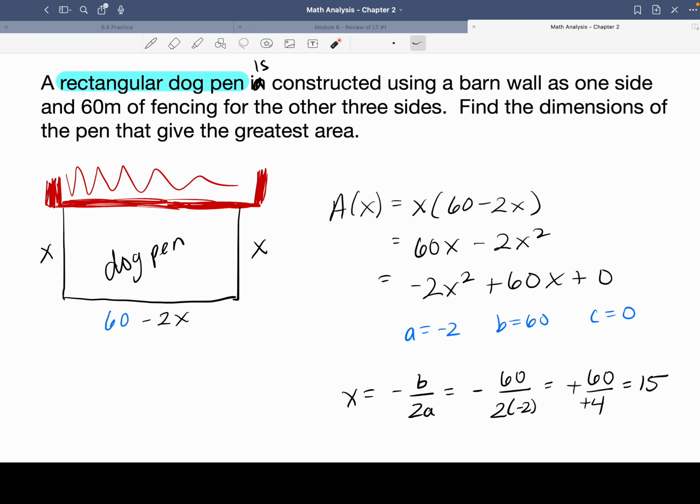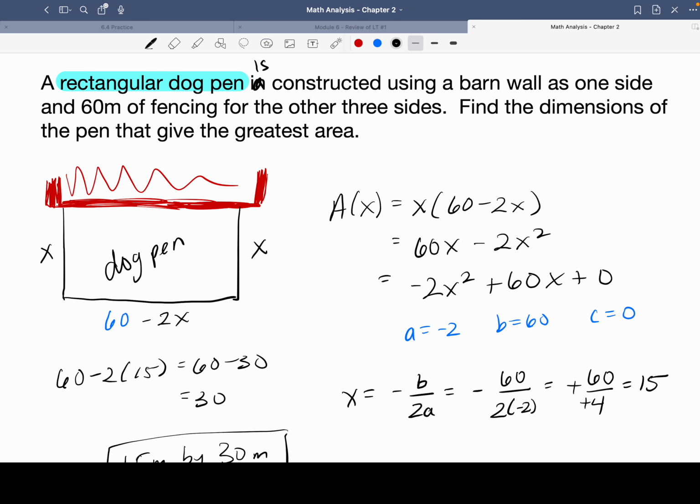So the first dimension is quite easy to see, it's just x is 15. The second dimension, we're going to say it's 60 minus 2 times 15, which is 60 minus 30, and that gives us 30. So it asks, find the dimensions of the pen that give the greatest area. In our case, we're going to say it's a 15 meter by 30 meter pen. Or you could put an X there for by, it doesn't matter.